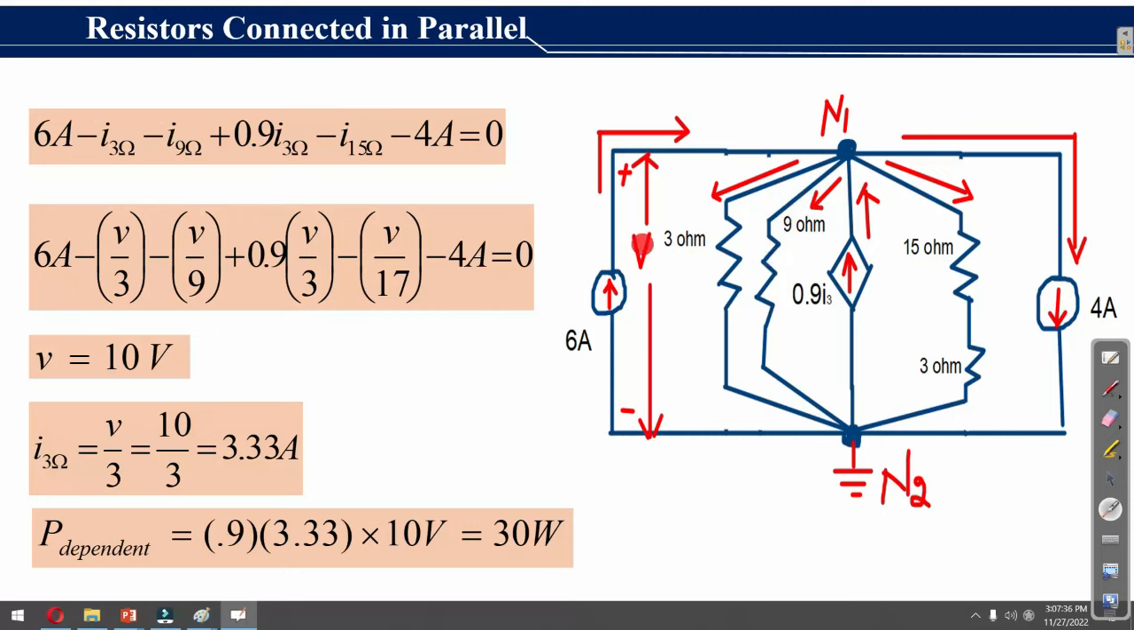Once we know the node voltage V, then we can replace all these currents by these expressions. That is, V over 3 is the current across this branch, V over 9 is the current across this branch, V over 15 is the current across this branch. In this expression, the only unknown quantity is V. Hence, we solve this expression for voltage V, and the node voltage V is equal to 10 volt.